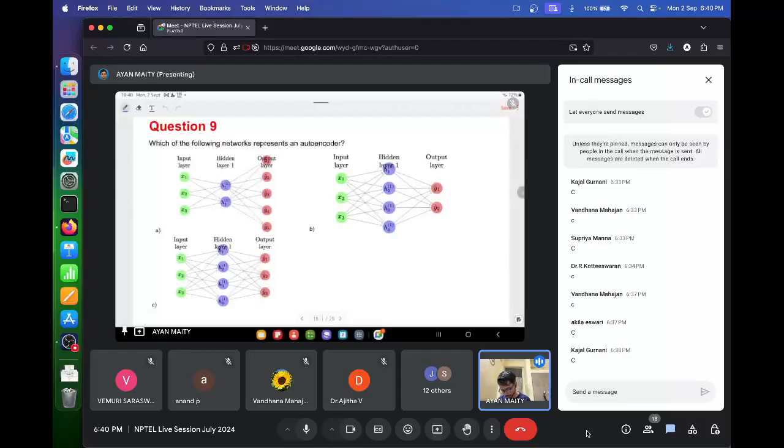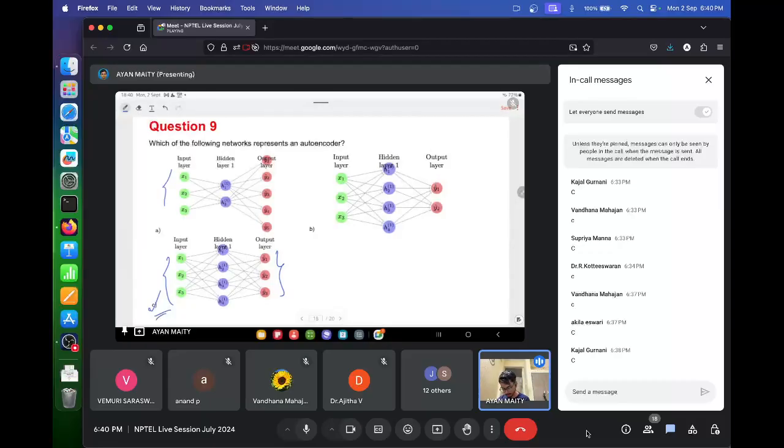The correct answer is option C. So in autoencoders, the number of units in the input layer should be the same as the number of units in the output layer. The number of units in the hidden layer might be lesser than the number of units in the input or more than that. That doesn't matter. But the number of units in the input and the output layer should be the same. So that is only true for option C.